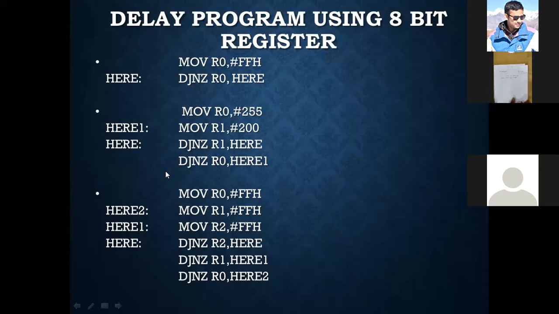Now tell me, this FFH is a hexadecimal number. So if we convert FF into decimal, what will it be? FF means how much in decimal? Can you tell me, anyone?